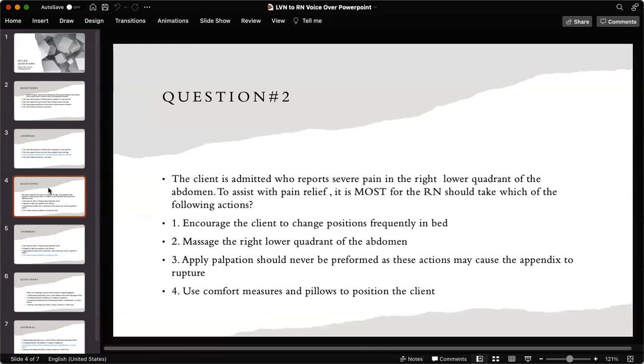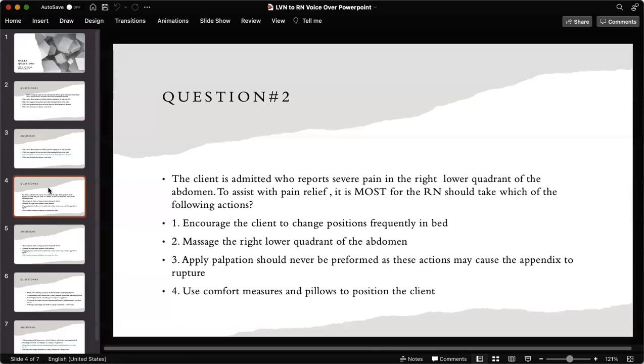So number 1, encourage the client to change positions frequently in bed. Nope. Massage. Nope. Apply. Nope. Use comfort. Nope. So now we need to use critical thinking. Again, I always go right back up because I want to make sure I stay on track of what I'm actually looking for.